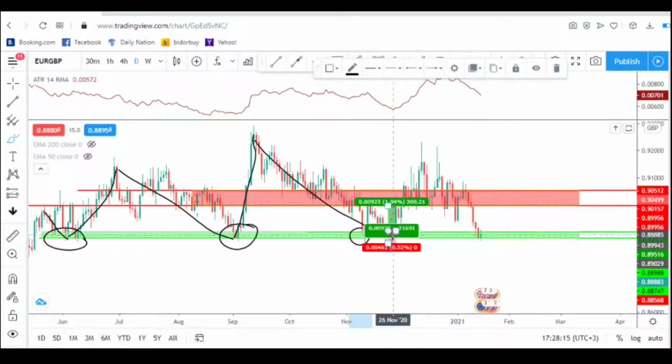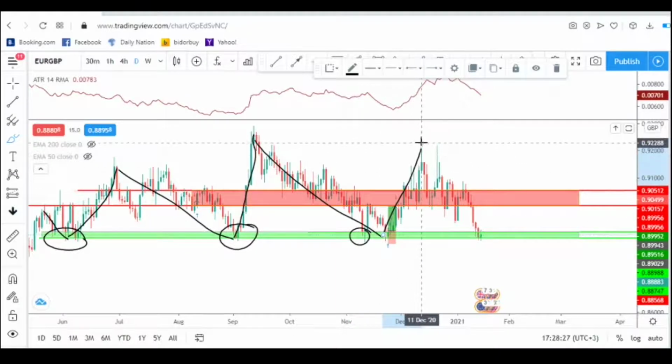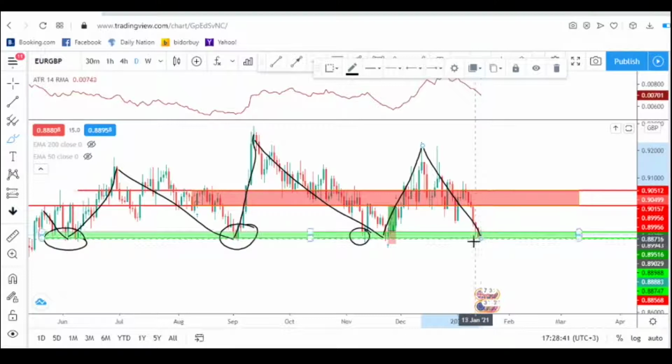And when it tested this level again for the 4th time, this is when I got into the trade, and it was a win here, about 1 to 2 risk to reward ratio, and the market went all the way up to here. And right now the market has come back again to the same level. To the human psychology, this level has held the market for a very long period of time. I will also have to buy at this level next week.